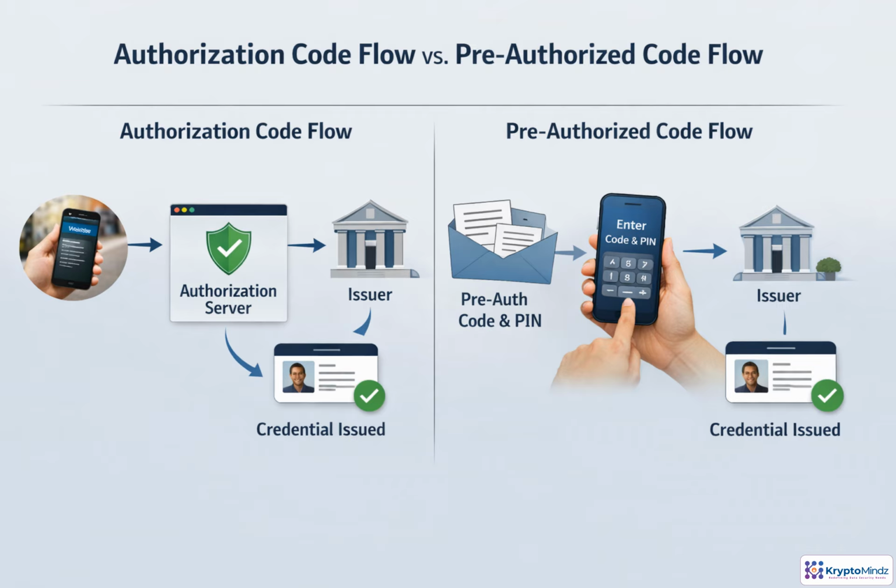Authorization code flow is the classic browser-based experience. The wallet sends the user to the issuer's authorization server, the user signs in, consents, and then the credential is issued. This gives higher assurance but adds friction. With a pre-authorized code, the issuer has already verified the user elsewhere. They hand out a code, often plus a PIN, so the wallet can fetch credentials quickly, while still controlling risk and meeting policy.